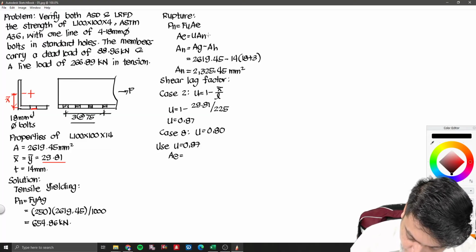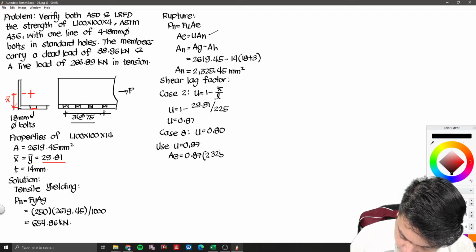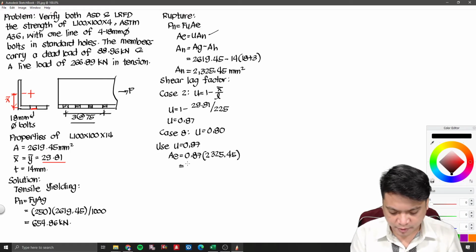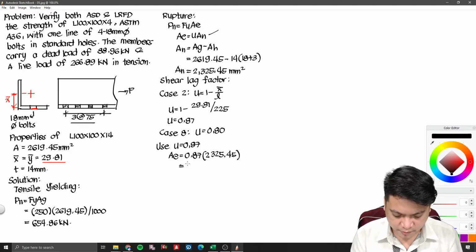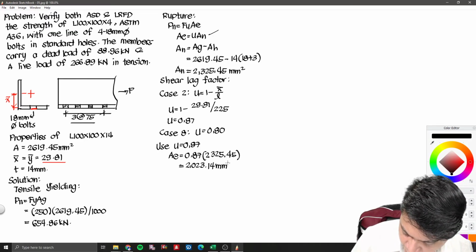Okay, that's again, U multiplied by A sub n. So, this is 0.87 times 2,325.45. Okay, so this is now our A sub E. So you will have here 2023.14. Okay? And that is in mm squared.